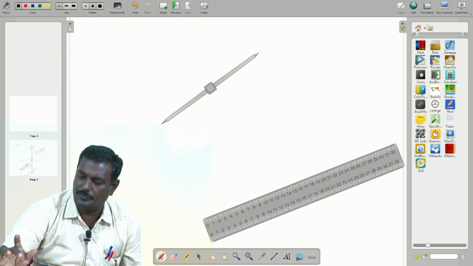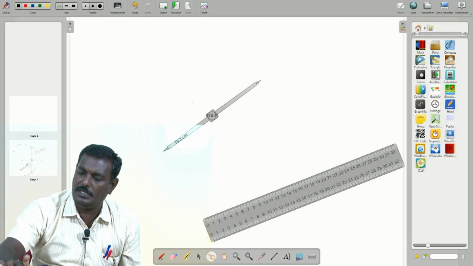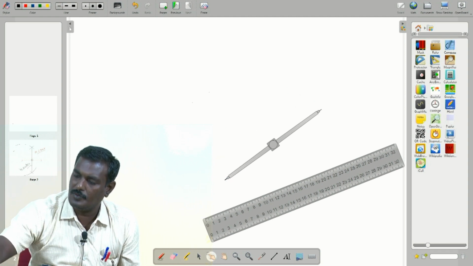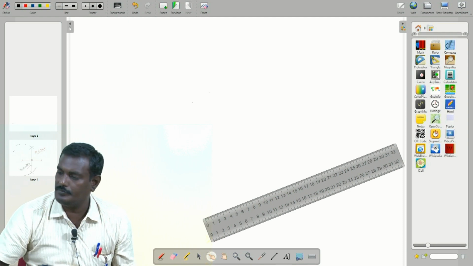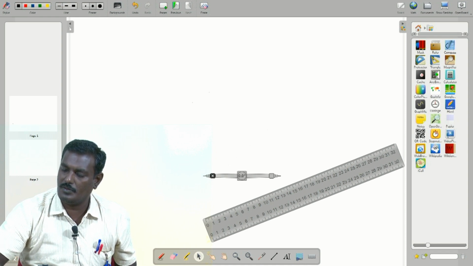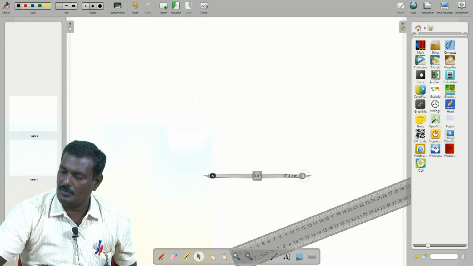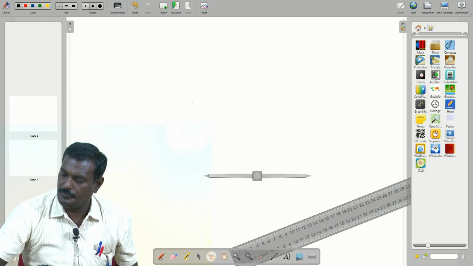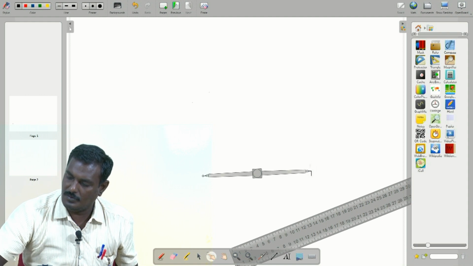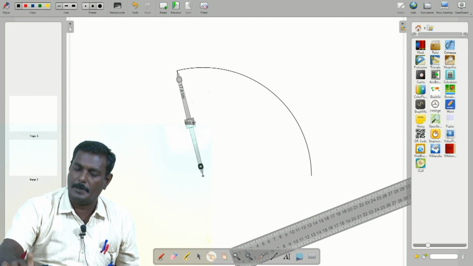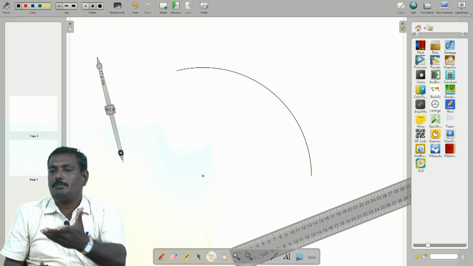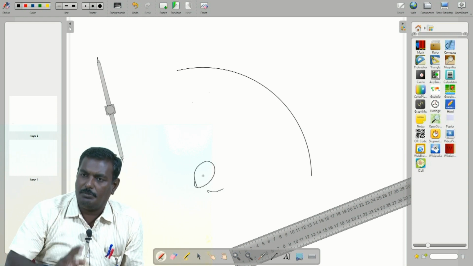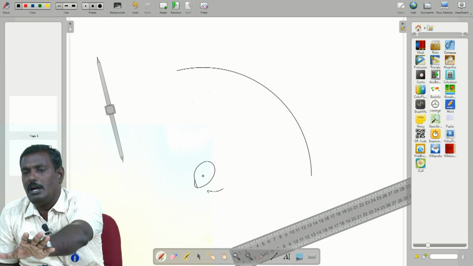Now I have to draw an arc. So, this is a part of a circle, that is an arc. How to determine the center point? With a compass you can mark the center point of a circle, but if you have just an arc, how do you find out the center point?